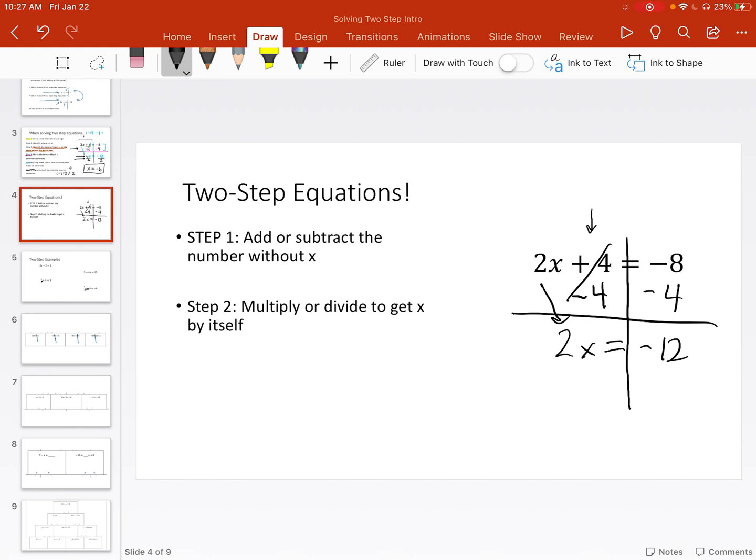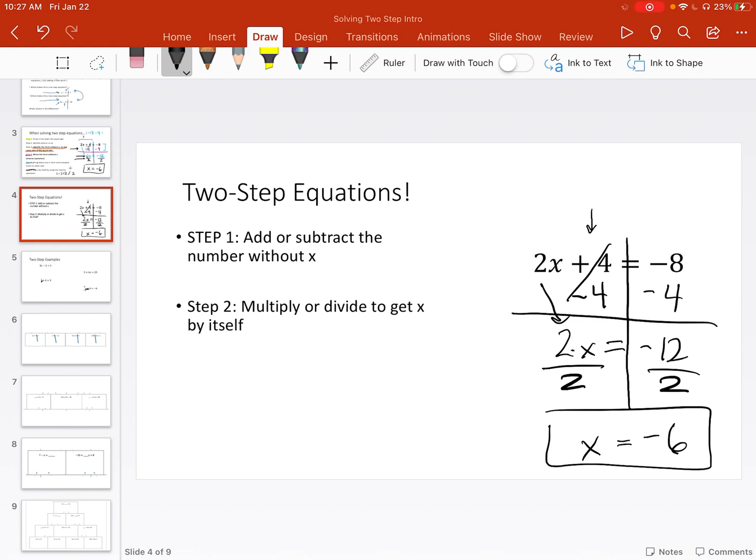Step 2, I'm going to multiply or divide to get x by itself. We know if they're next to each other like that, that means multiply. So I'm going to have to divide. So I'm going to divide both sides. I get x equals negative 6. Again, that was the same problem we just worked out. I just simplified the steps into a step 1 and step 2, hence two-step solving.